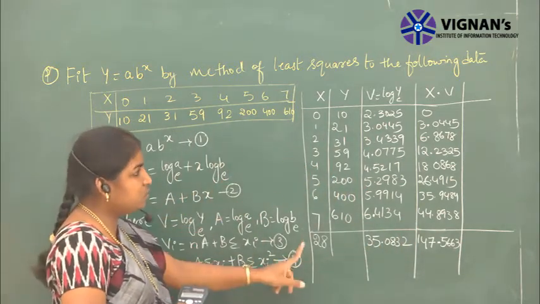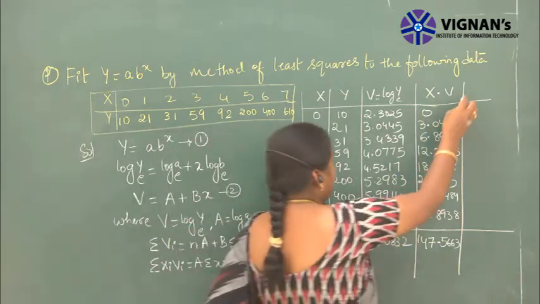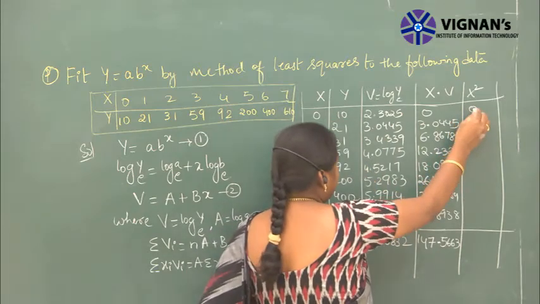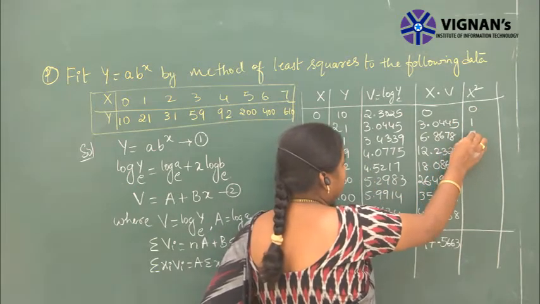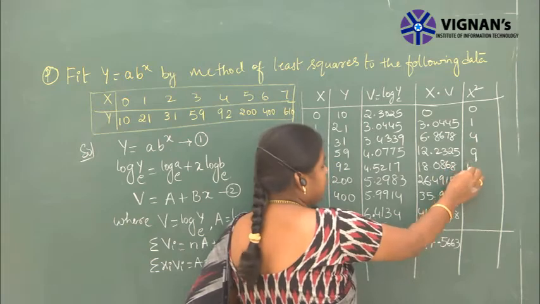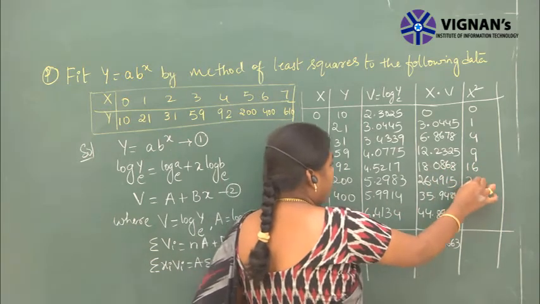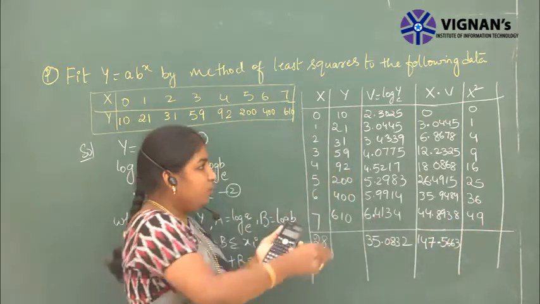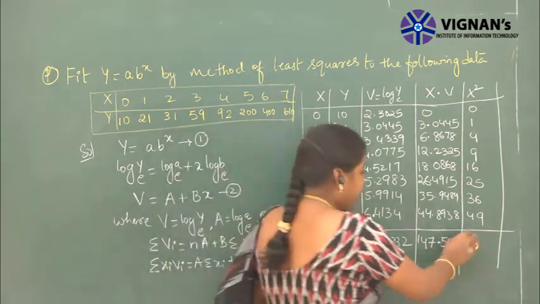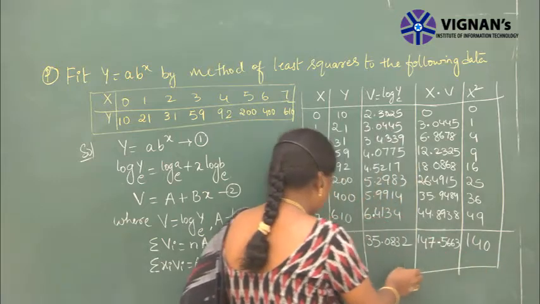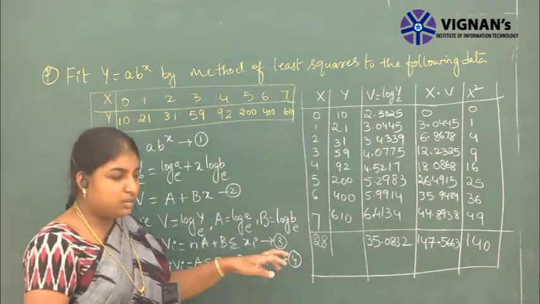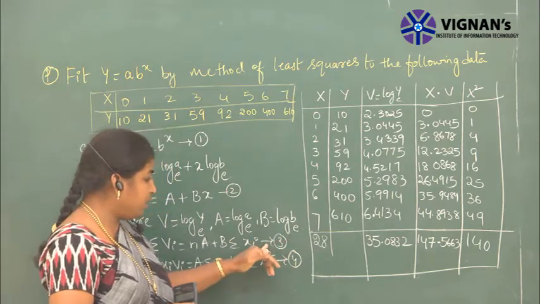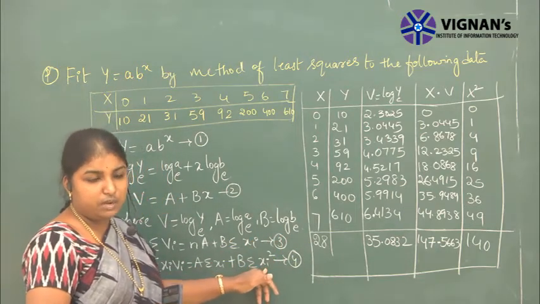Next we want summation Xi square. That means we square the X values. 0 square is 0, 1 square is 1, 2 square is 4, 3 square is 9, 4 square is 16, 5 square is 25, 6 square is 36, 7 square is 49. Summing all these values, we get 140. So now we have all the summation values, and we substitute them in equation 3 and equation 4.